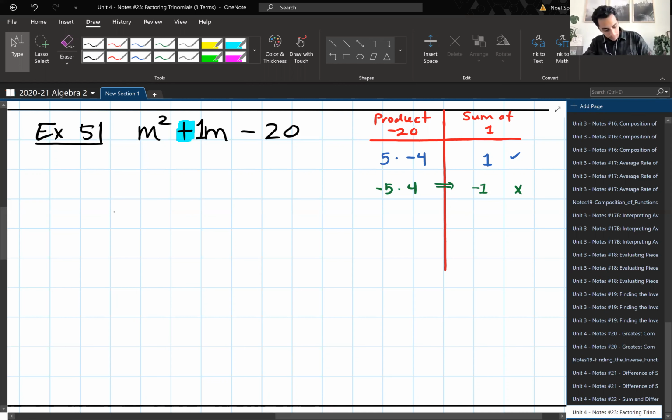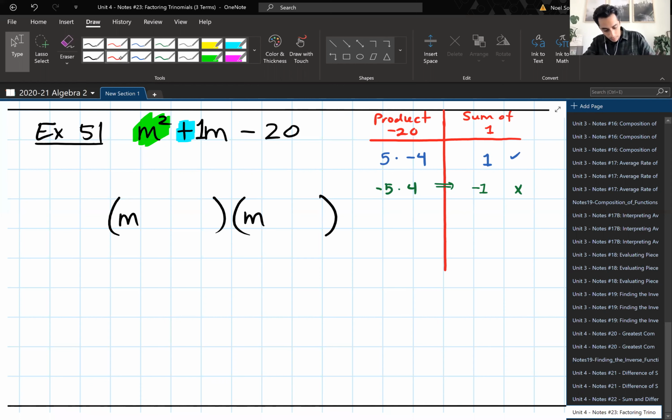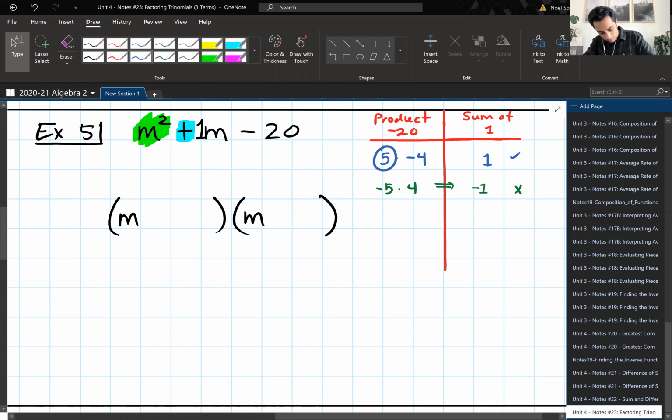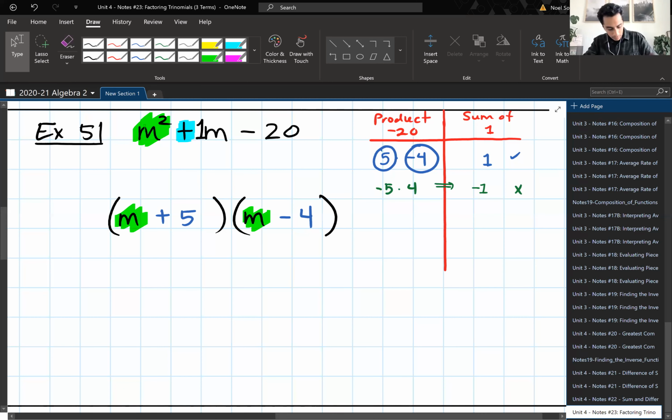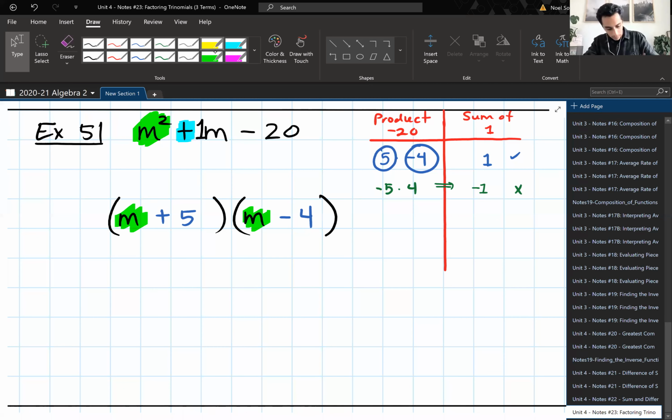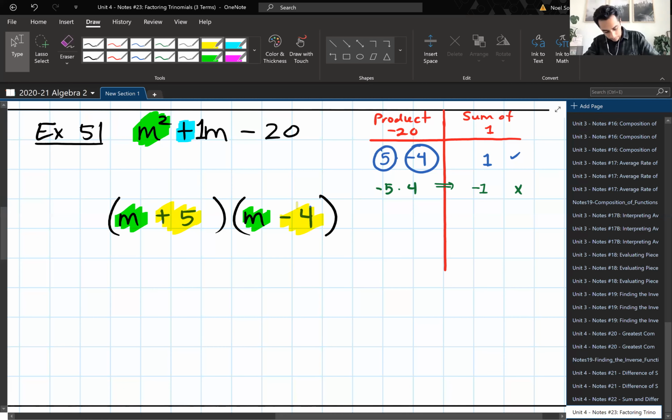So let's go ahead and factor. The only way to get m squared has to be m times m. My two factors: 5, that's a positive number, so it's m plus 5. The other factor, -4, so it's just m minus 4. So quick double check, m times m is m squared. 5 times -4, multiply them, -20. That's good.